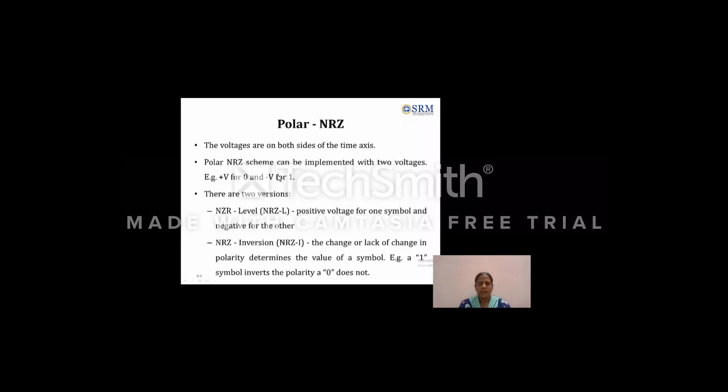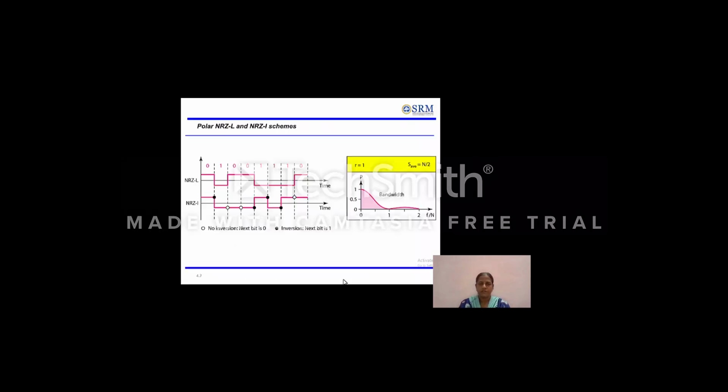In the next slide we have the diagrammatic representation of these polar non-return to 0 L and non-return to 0 I. Non-return to 0 level, which is called L, is represented as positive voltage for one symbol and as a negative voltage for the other symbol. Coming to non-return to 0 inversion, the change of polarity will happen whenever we get a 1, and whenever there is a 0, it will not invert the polarity. Now let us look into the diagrammatic representation of how it is converted.